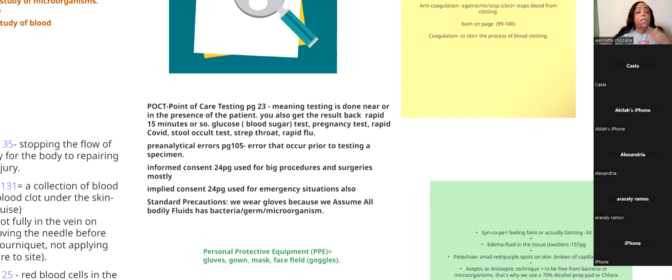Stool occult test, strep throat, and rapid flu. All of those are examples of point of care testing, okay? Point of care, and you will see that on the exam. So I just need you to know what POCT stands for, and I need you to know what point of care testing is. Just remember, any test on humans. I keep saying that because some of those questions will say something about animals. We're not veterinarians, okay?